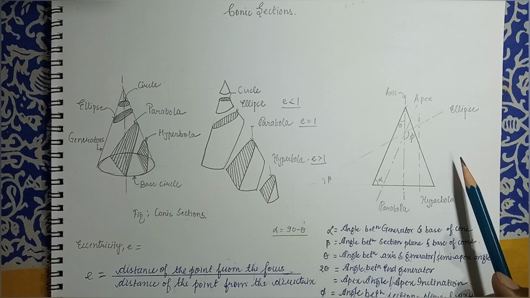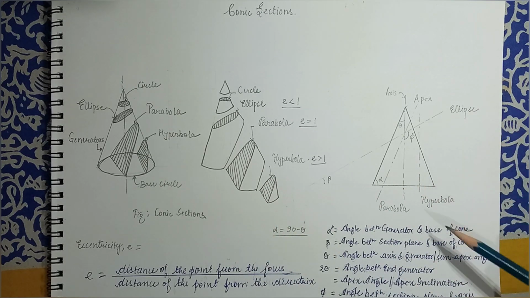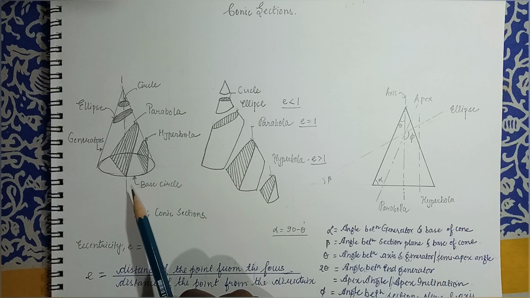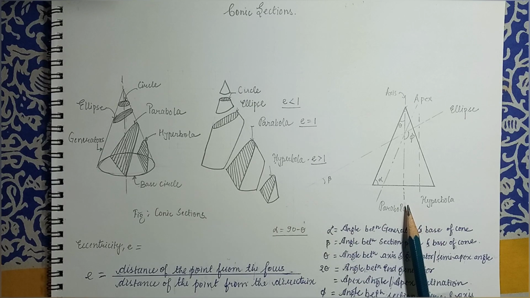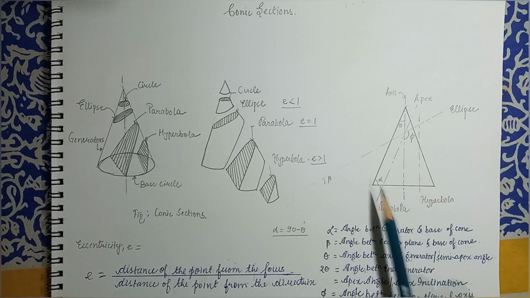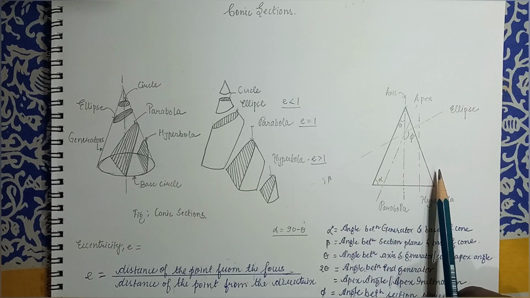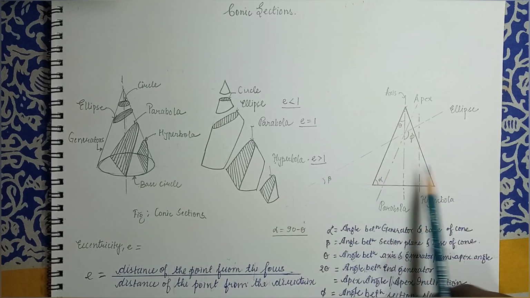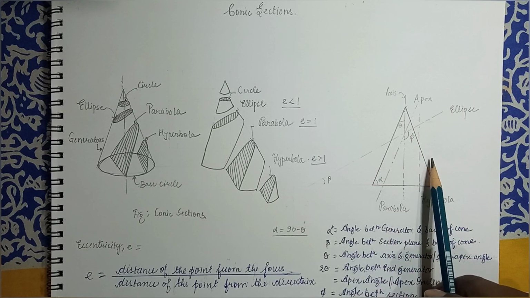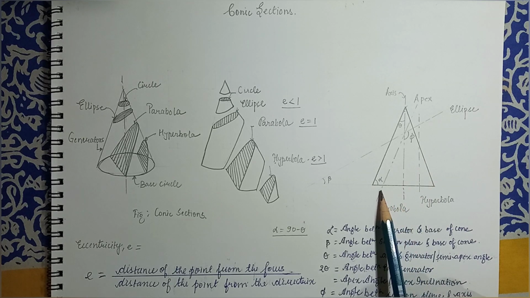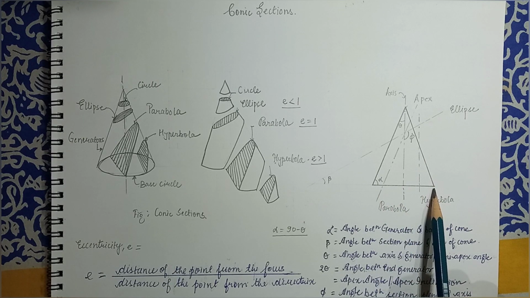So let us see another definition of conic section. When the cone is looked at from the front, you get a triangle. It is also called an isosceles triangle. You have got the apex, you have got generators. They are also called end generators. This is the base circle.